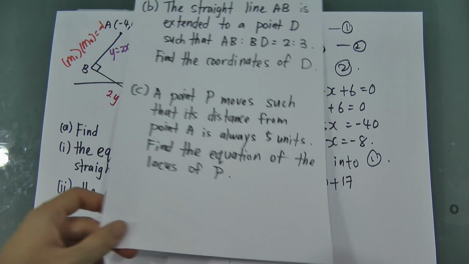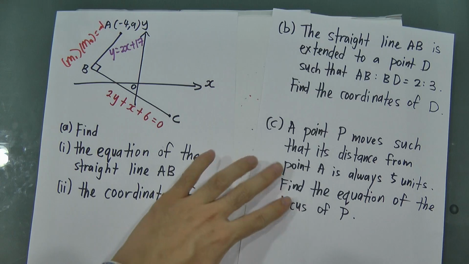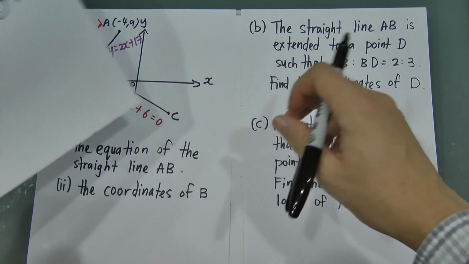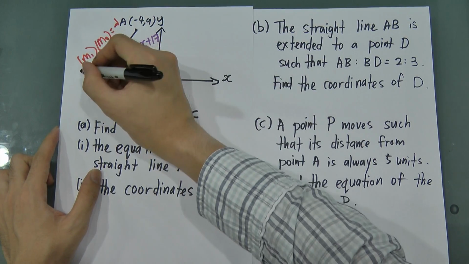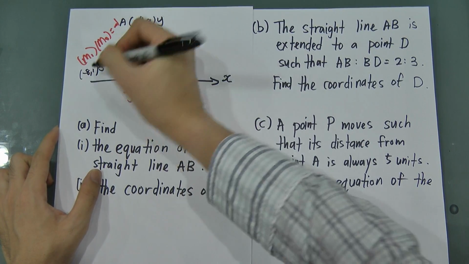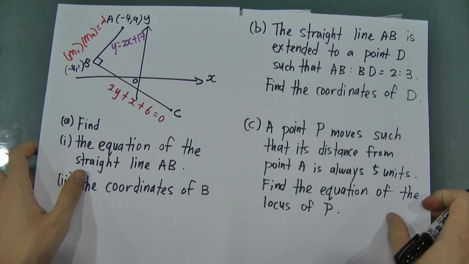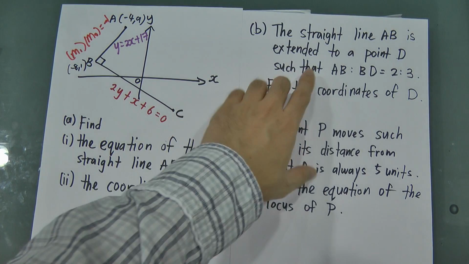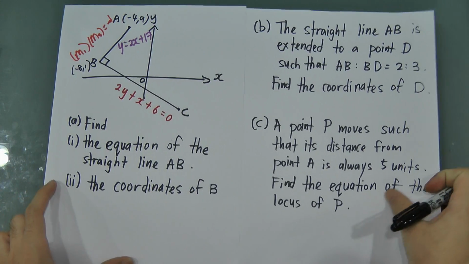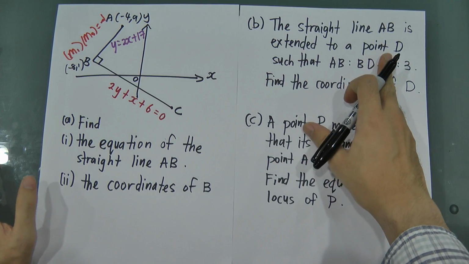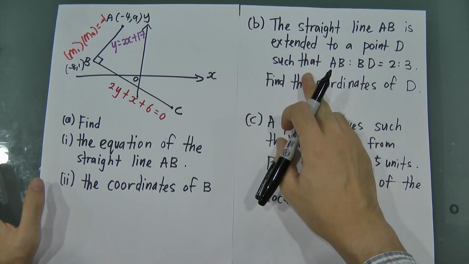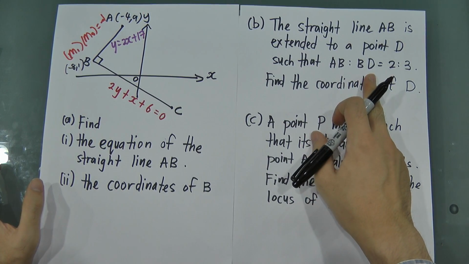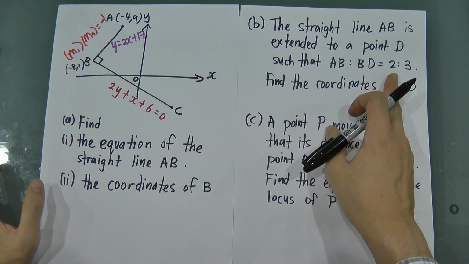Alright, for part B, I just got my coordinates, so I just make sure I write it down. It's negative 8 and 1. So I'm going to write here, this is negative 8 and 1. Alright, okay, say B. The straight line AB is extend to the point D, such that AB and BD, you have the ratio 2 and 3.